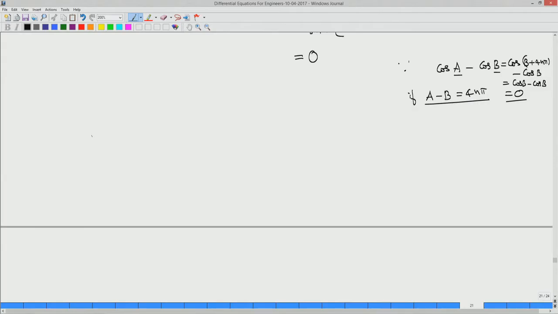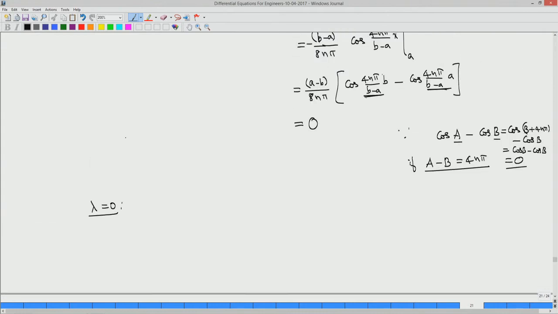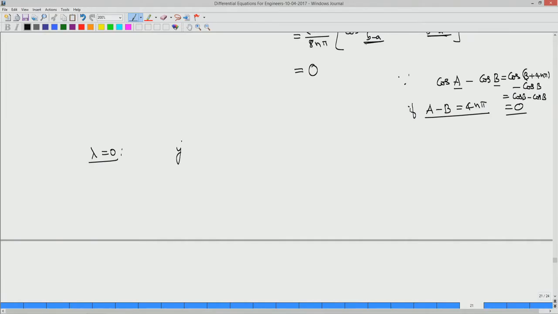So start with lambda equal to 0. If lambda equal to 0, what is the equation? The equation is y double dash plus lambda y equal to 0. So basically the equation becomes y double dash equal to 0, because lambda is 0. So the general solution is y of x equal to c1x plus c2, where x is between a and b.